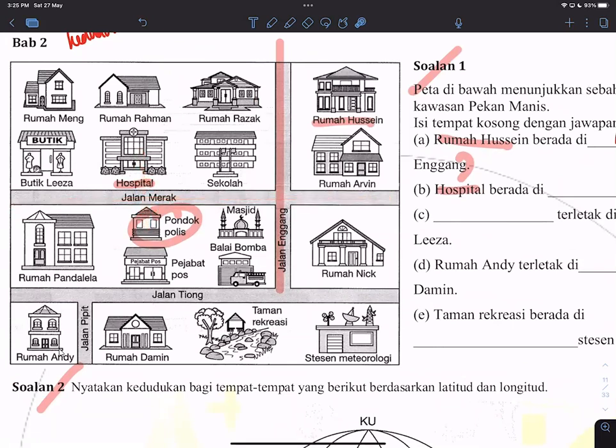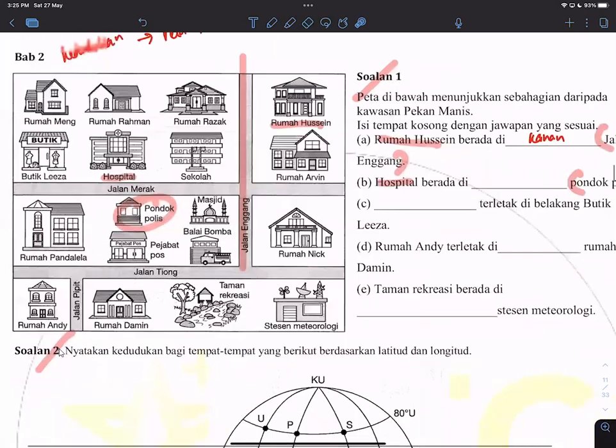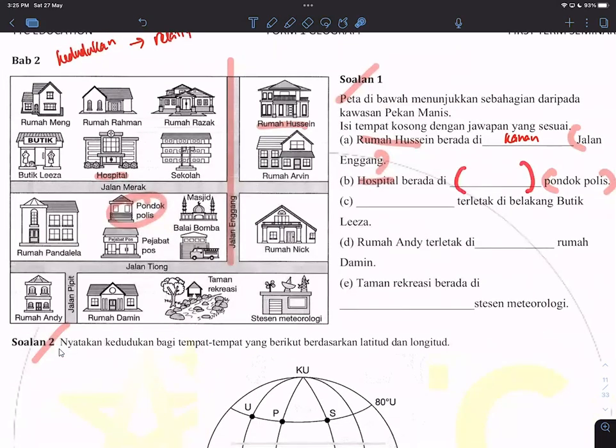So guys, any questions? No questions? Then what's the answer? Pondok Police and hospital are facing towards each other because this is the main road, Jalan Merak. They are facing each other, which means this is hadapan for each other. A lot of students get confused and say the hospital terletak di belakang Pondok Police because we are looking towards the Pondok Police, assuming this is hadapan and this is belakang, but that is assuming wrongly. Look at the Jalan Merak. This is what we call answering technique.